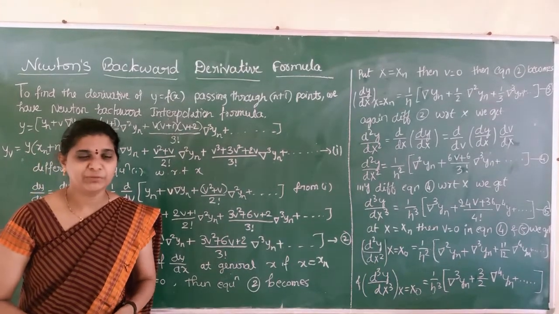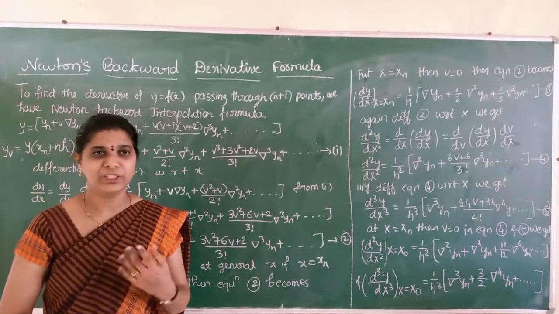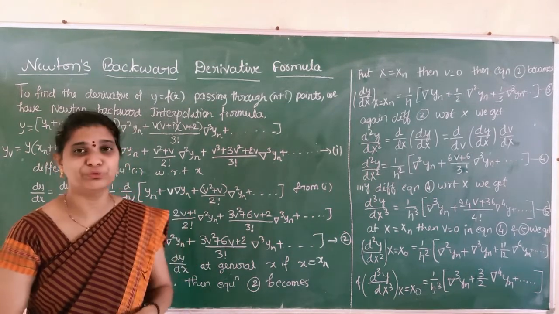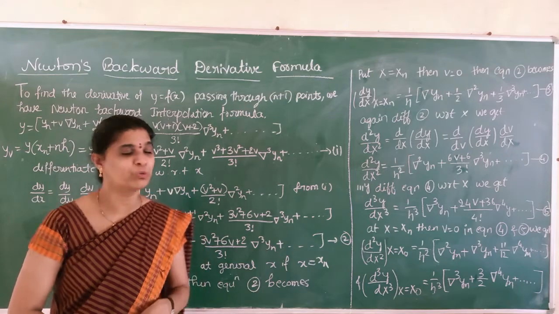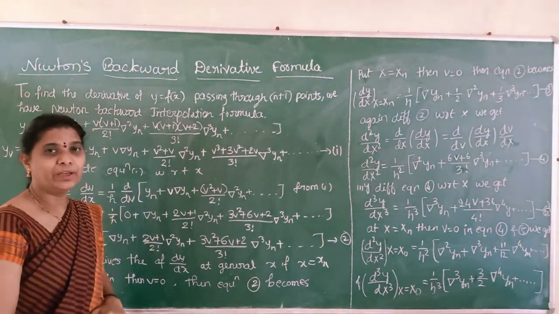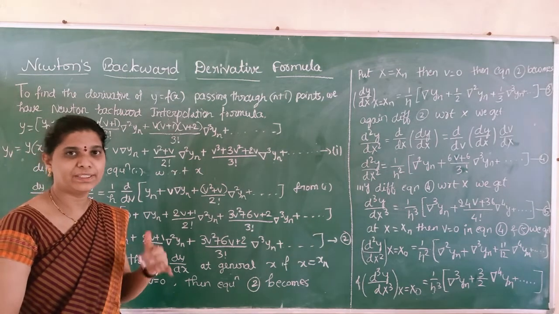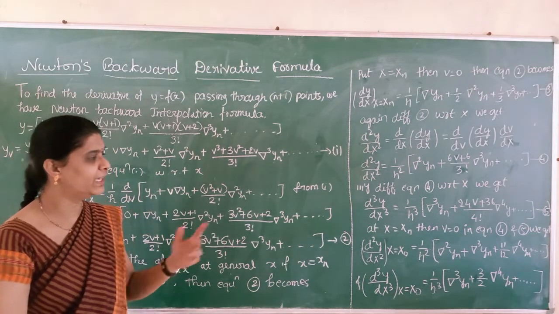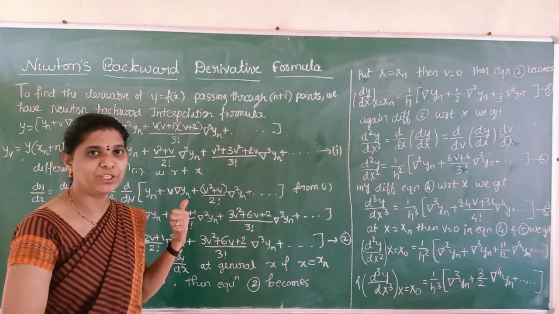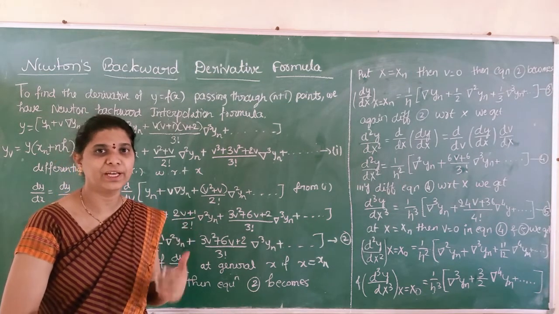Earlier I explained Newton's forward derivative formula. Now I shall explain the derivative of Newton's backward formula. Here also we have to find out dy by dx, d square y by dx square as well as d cube y by dx cube. That is the derivative for backward, for first order, second order as well as third order.